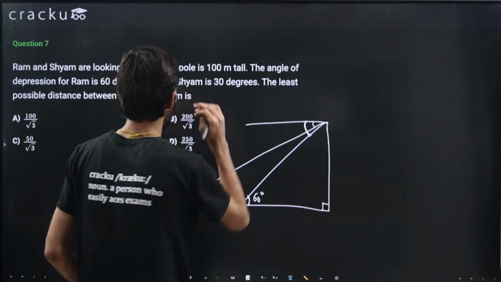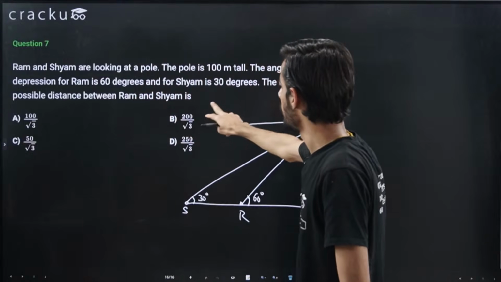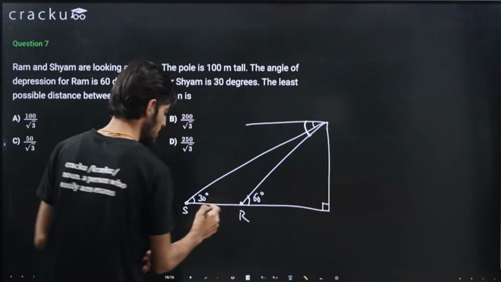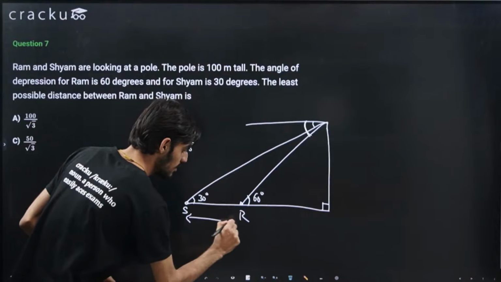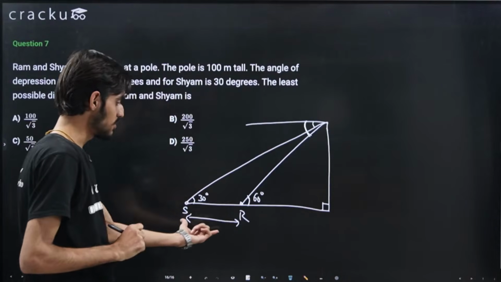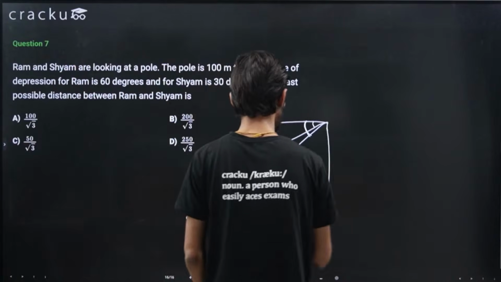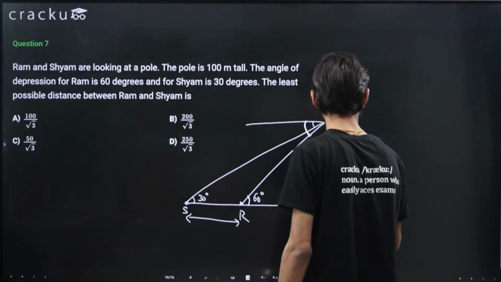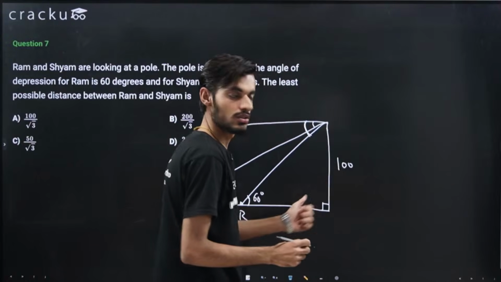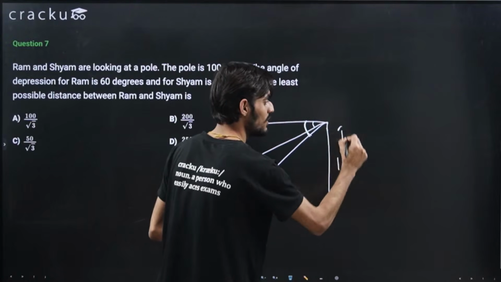Okay. So now the least possible distance between them will be equal to the perpendicular distance, that is this distance. We need to calculate this distance, the distance between Sham and Ram. So the height of the pole is given to us as 100 meters. So this is 100 meters. The height of the pole is given to us as 100 meters.